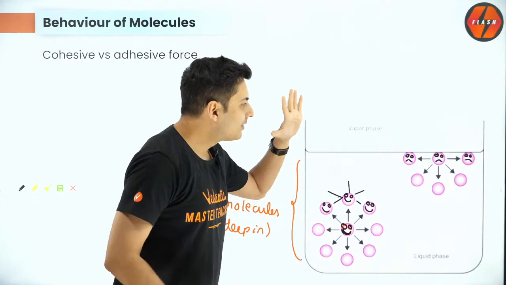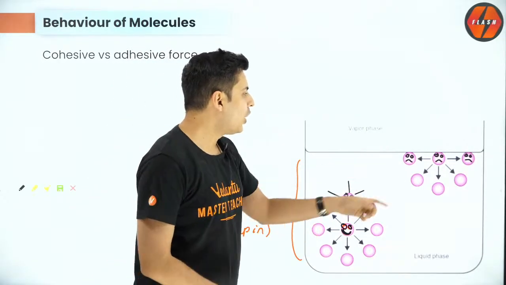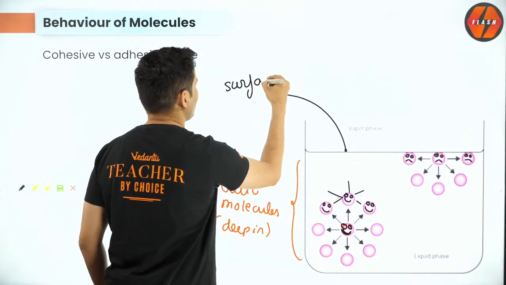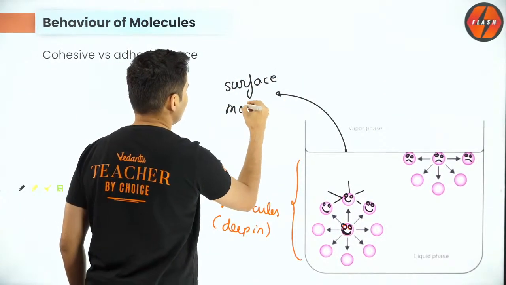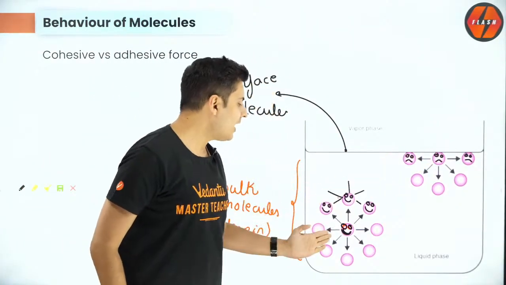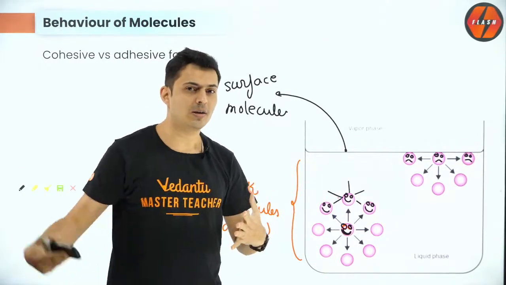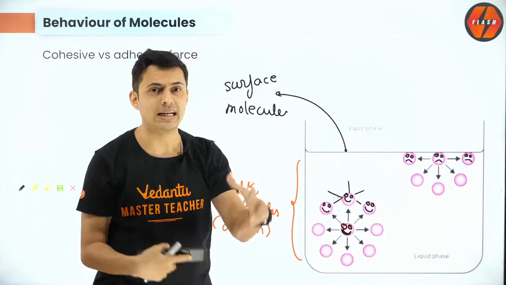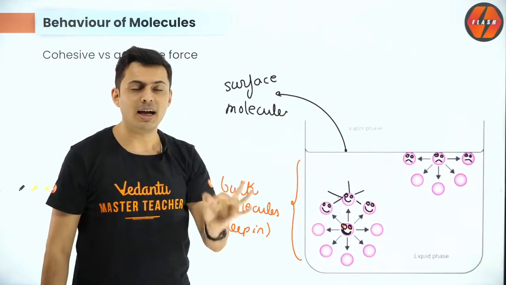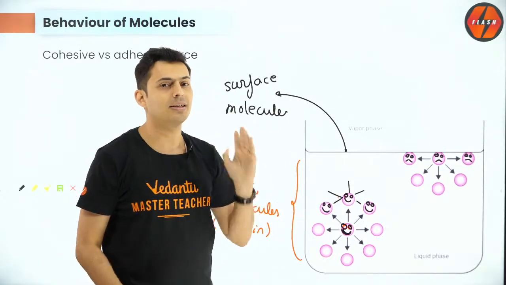Now understand, if this is the scenario, given a chance, do you want to be a bulk molecule or do you want to be a molecule on the surface? These are called surface molecules. The answer will obviously be, I don't want to be a surface molecule. I want to be a molecule inside the bulk. So there will be a tough competition between all the surface molecules to go inside, and they want to reduce the surface area. That's the reason why any liquid surface always wants to minimize its surface area.